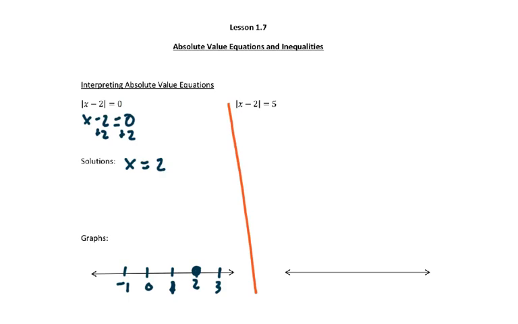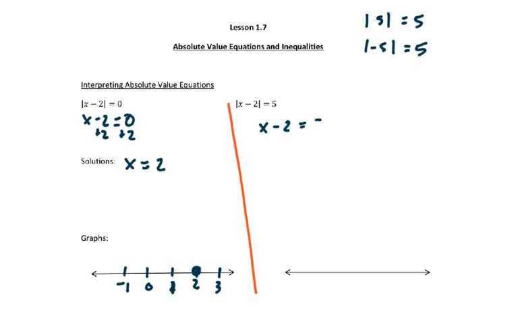But something really different happens when we have a positive answer. You see, I can take the absolute value of 5 and get 5, but I can also take the absolute value of -5 and get 5. So when x minus 2 is in these brackets, I need to know what would make x minus 2 equal 5, and I need to know what would make x minus 2 equal -5. Let's check it out. I've got to do two different equations.